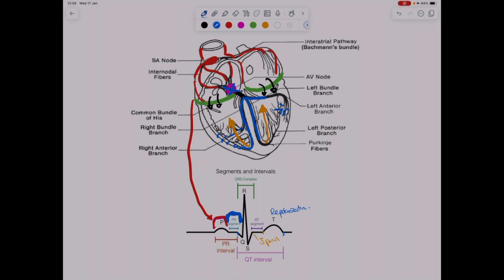Final thing that I just wanted to chat to you guys about is, what is a Q wave, right? A Q wave is a negative deflection without a preceding positive deflection. What is an S wave? An S wave is a negative deflection with a preceding positive deflection. And what is an R wave? An R wave is any positive deflection.